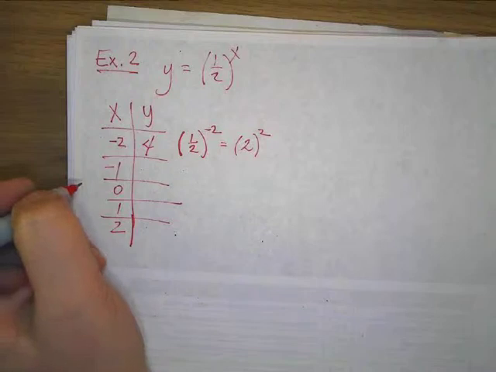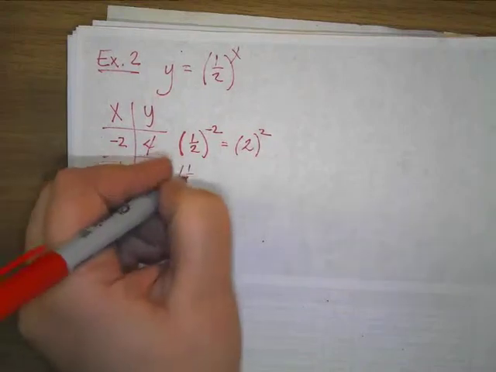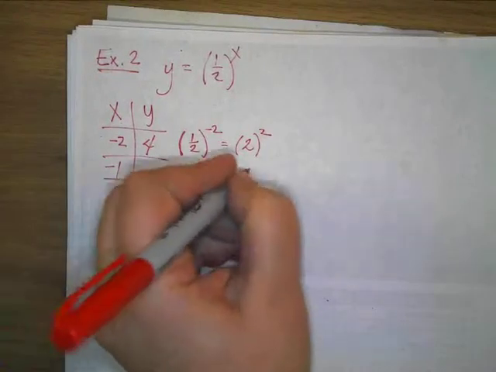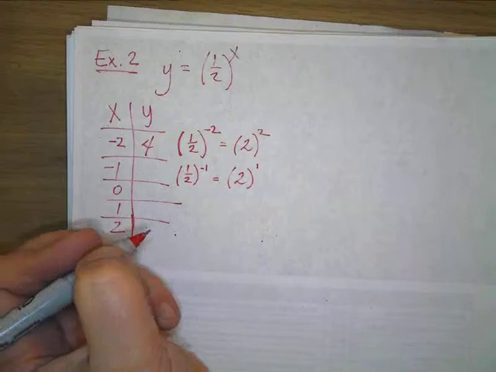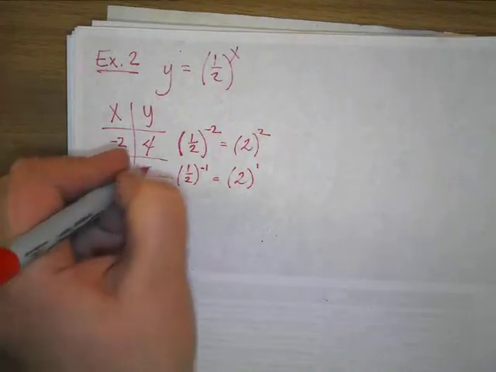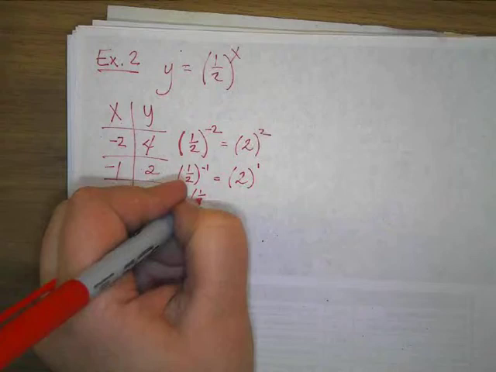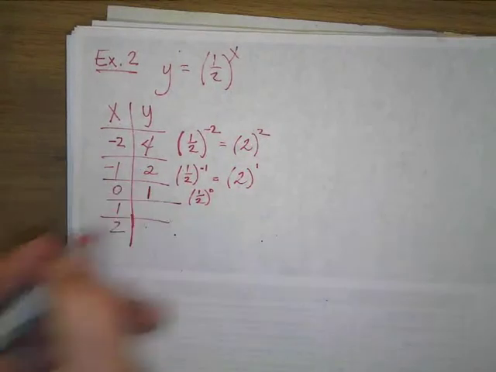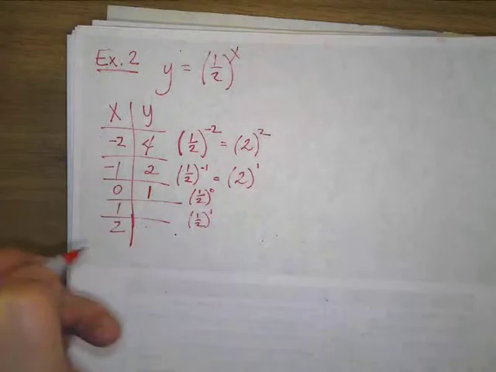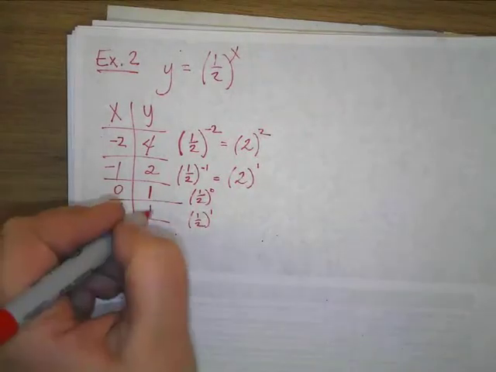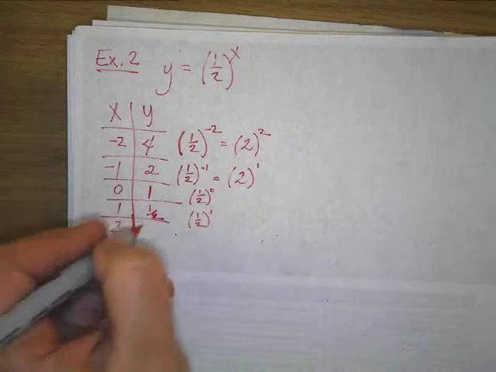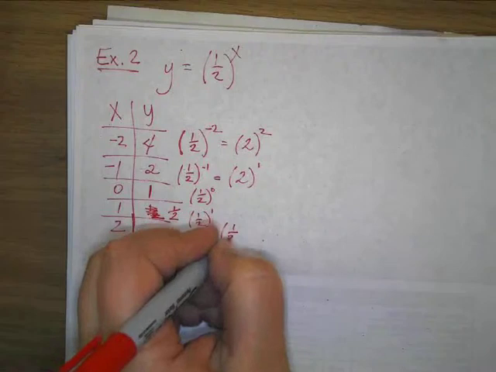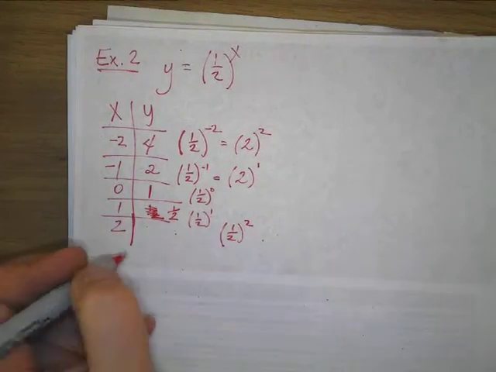So let's do the next one. So we have 1/2 to the -1. So the negative tells me to flip the number, and now the exponent's positive. So what's 2 to the first? 2. To the 0? 1. And then 1/2 to the 1 is just 1/2. And then we're going to have 1/2 squared. 1/4.